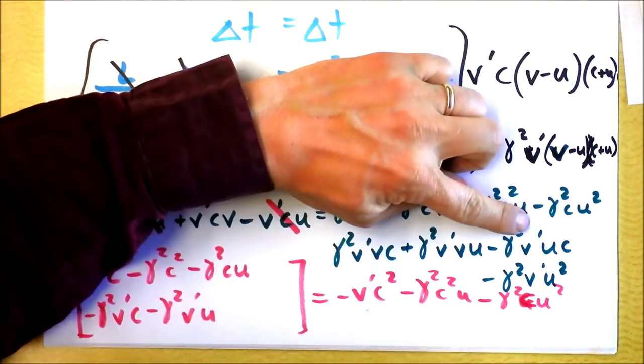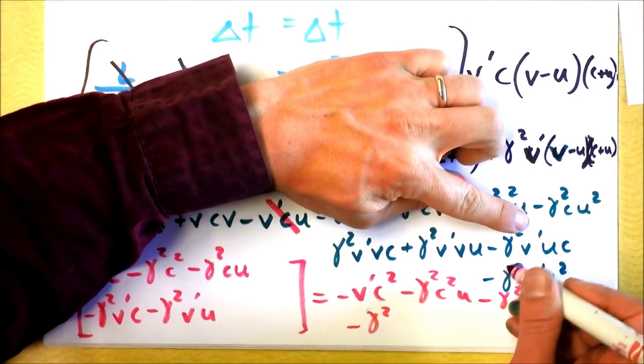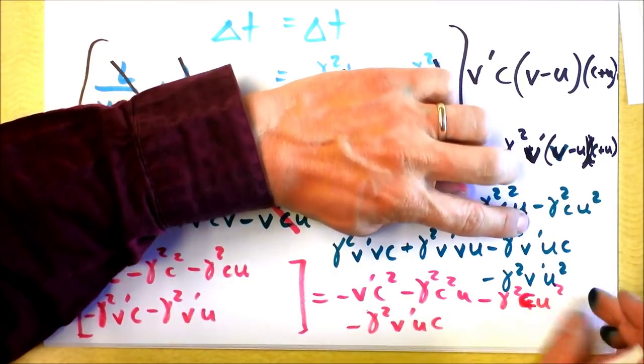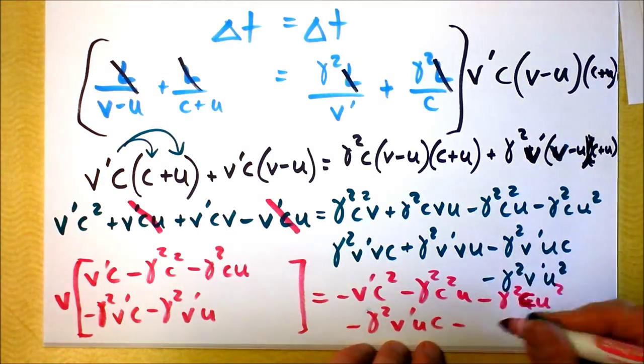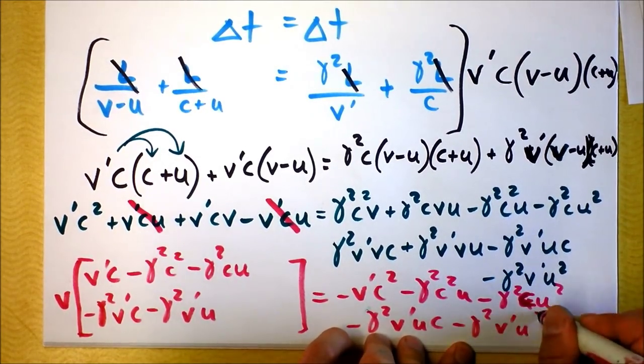Minus, okay, this term doesn't have a V, this one right here, so it goes over on the right side. We're gonna have minus gamma, oh, it's still negative, right? So there it is, minus gamma V prime. And you got your U and you got your C as well. Wow, is algebra fun. This other one also stays over here, this last term, minus gamma squared times V prime times U squared.